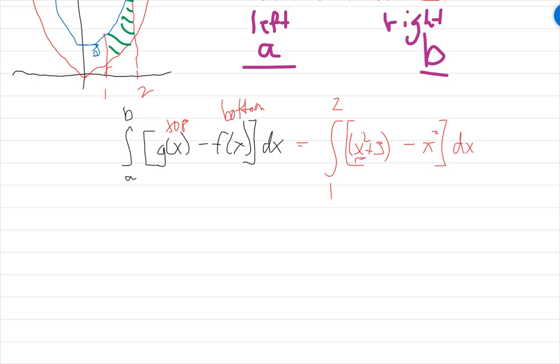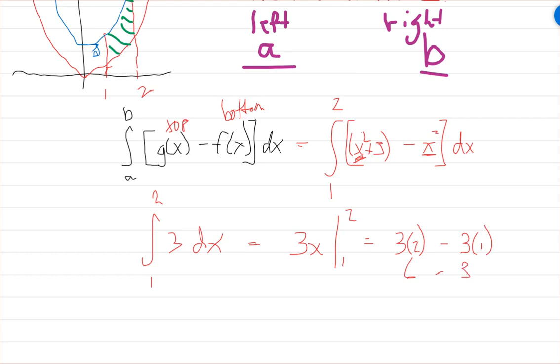Now, I'm going to go ahead and combine like terms here. X squared minus x squared is 0. So this becomes an integral from 1 to 2 of 3 dx, which becomes 3x evaluated from 1 to 2, which becomes 3 times 2 minus 3 times 1, so the top minus the bottom. Well, that's going to be 6 minus 3, which is 3. The area between these curves is 3 units.